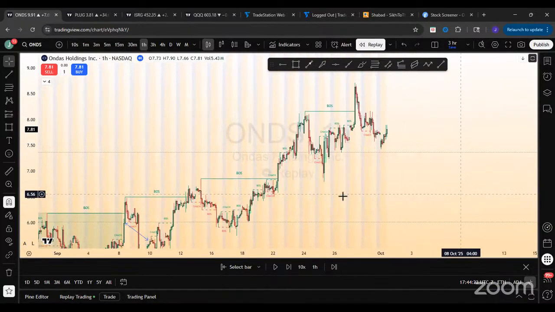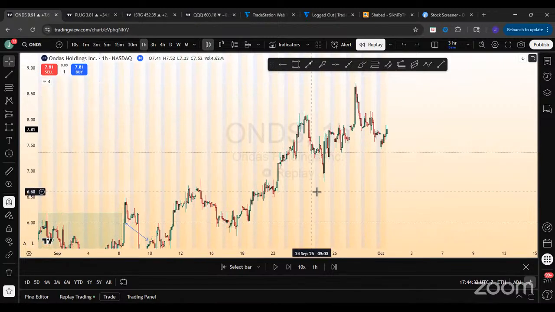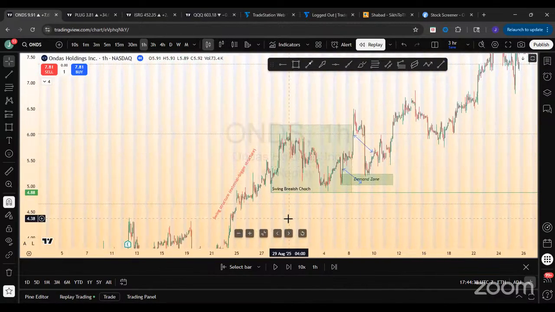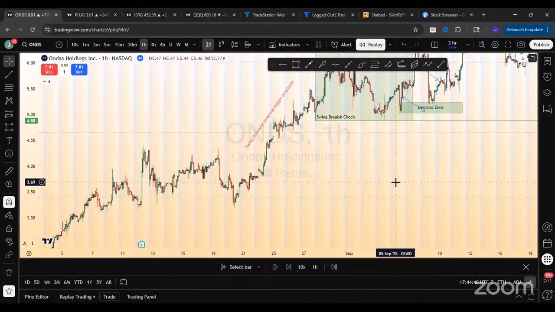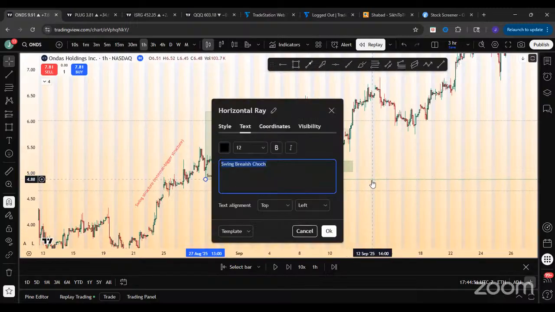You could do the same. I mean, this is a free indicator, that's the only reason I mentioned this. But you should actually be able to do all of this without indicators. It's actually not that hard. I just pointed here where the swing bearish change of character would have come.